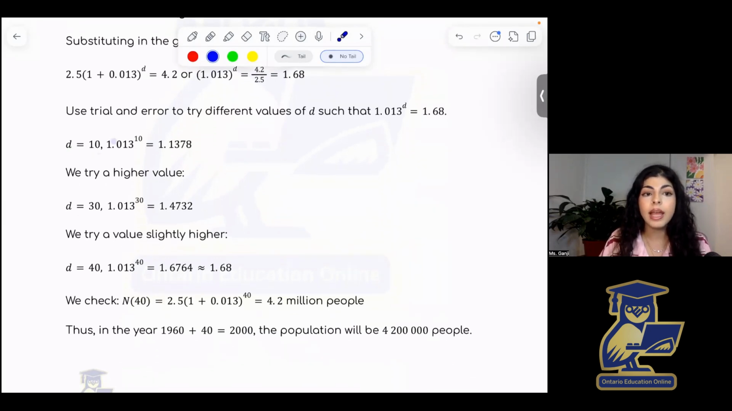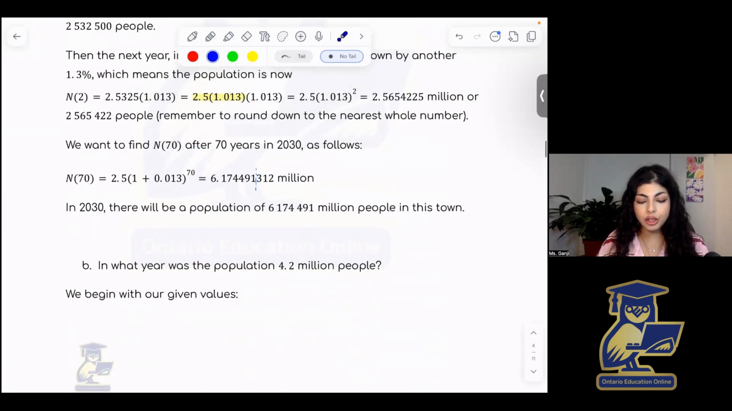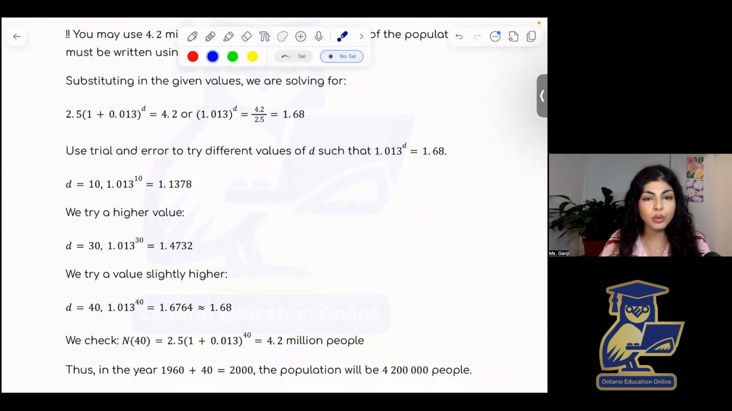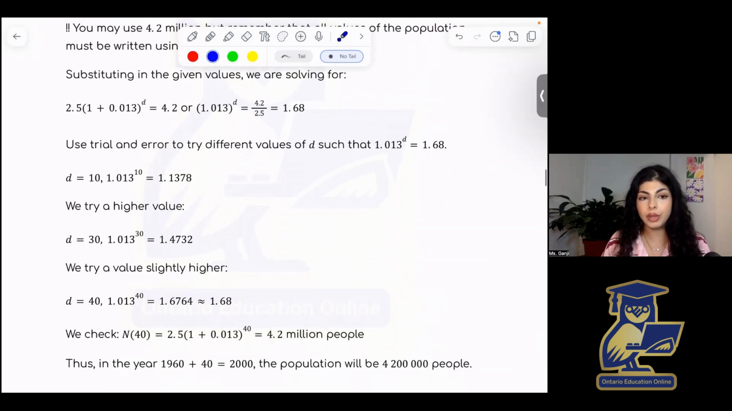D is equal to 10 gave me 1.013 to the power of 10, which was still not enough, and it's actually pretty far off from 1.68, so I have to try a higher value. And also, since I have done part A, I for sure know that it's less than 70 because 70 was about 6.2 million, and I'm looking for 4.2 million. So it for sure should be closer to 70, but again, assuming we hadn't done part A, you can always just try different values that you think would work.